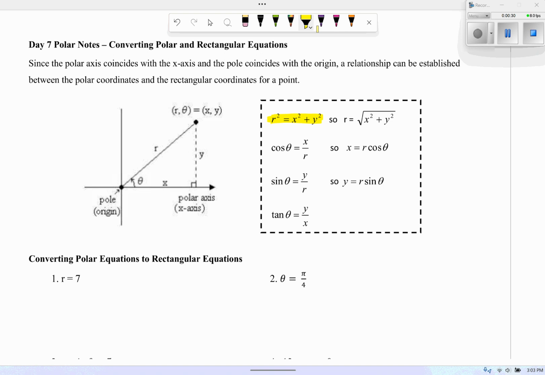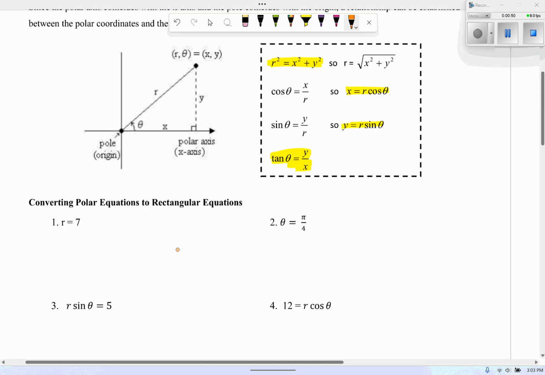So cosine theta equals x over r, so that's where we got x equals r cosine theta, y equals r sine theta, and the other equation we use is tangent of theta equals y over x. So these are the equations that are going to help us go from one form to the other. So looking at the first one, we've already done some of these conversions already, so that should be familiar.